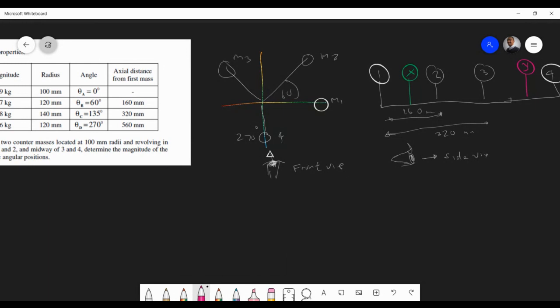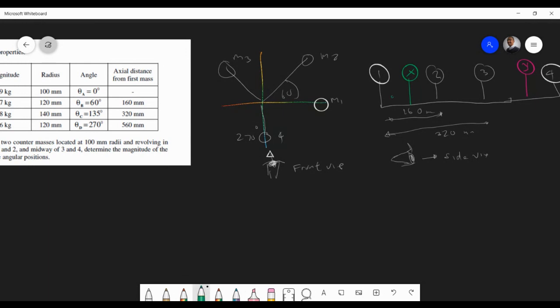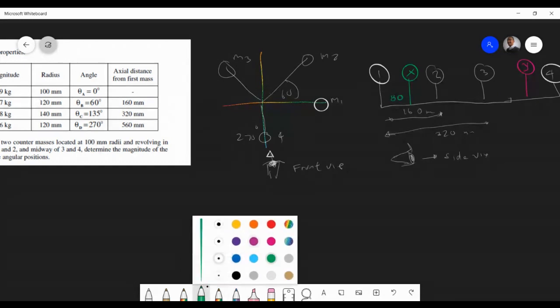So from here to here, that's 80, and between these two, the distance is obviously going to be 560 minus 320. Forgive me for not writing it down, and then divide by 2. So that's 120 now.